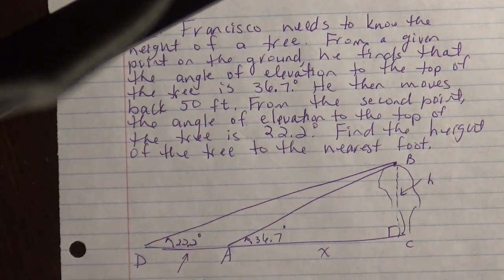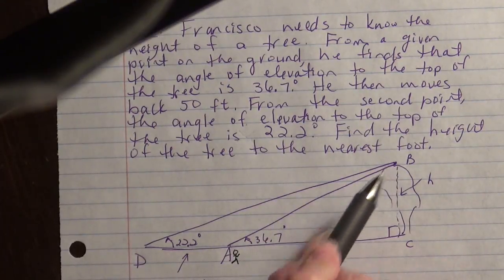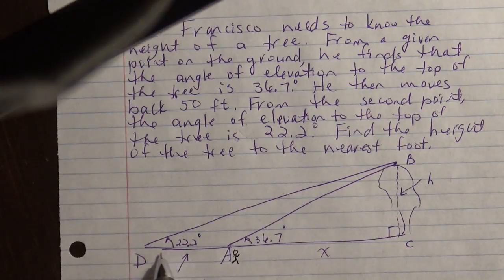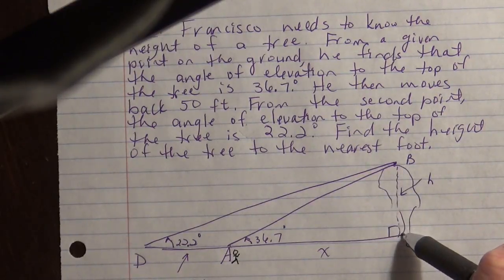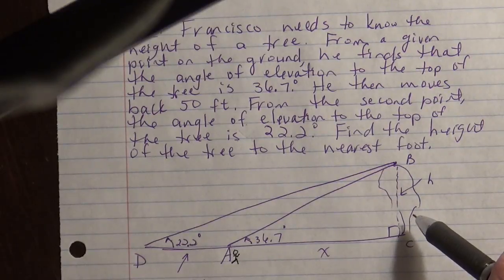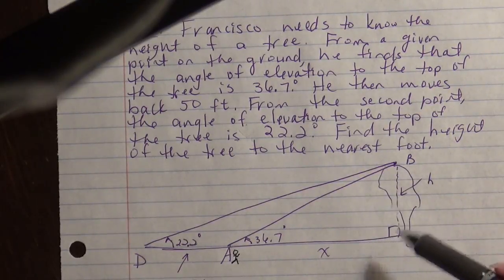So I've drawn in all that's going on here. This is Francisco first standing right here, at point A. And this is his line of sight, his angle of elevation is the 36.7 degrees to the top of the tree. Then he backs up 50 feet, and now his line of sight to the top of the tree is this 22.2 degrees. We're asked to find the height, so here's my tree over here, and the distance from point B to point C is my height. We're asked to find this measurement here.